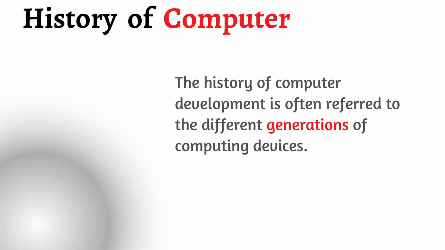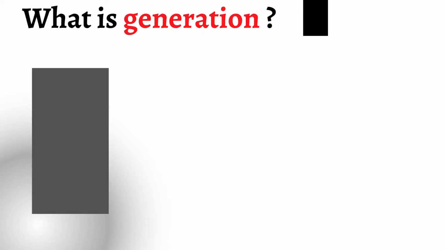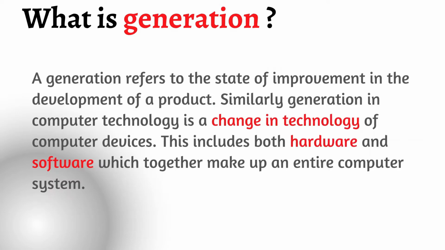History of computer. The history of computer development is often referred to the different generations of computing devices. What is generation? A generation refers to the state of improvement in the development of a product. Similarly, generation in computer technology is a change in technology of computer devices. This includes both hardware and software, which together make up an entire computer system.